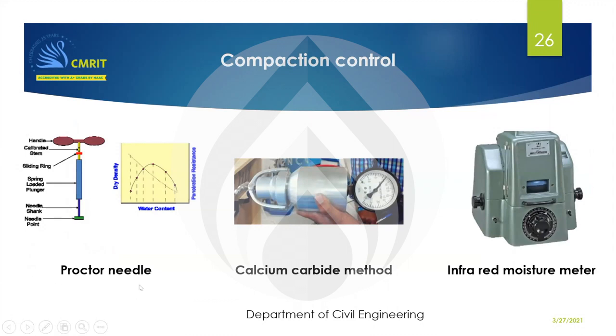But there are some instant moisture density measurement devices like Proctor needle, calcium carbide method, infrared moisture meter. The Proctor needle also will take 24 hours, but in the calcium carbide method and infrared moisture meter, you'll get the details instantaneously. At that moment itself, you'll come to know what the water content is, because water content is the one that consumes more time.